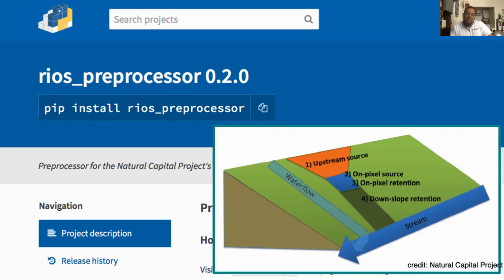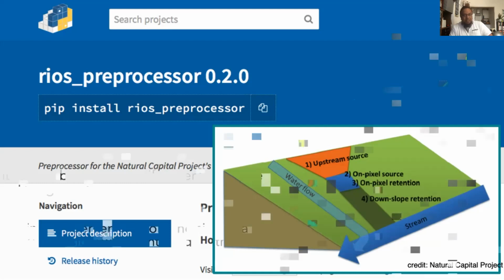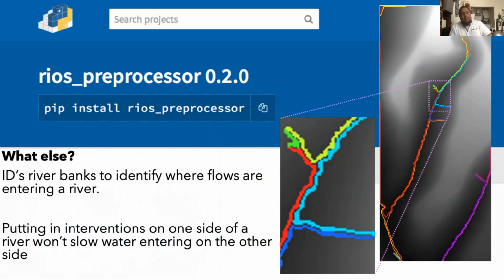What it basically does is calculate water flows over landscapes and determine how much a pixel is being loaded upon from all the flows upstream and what opportunities it has downstream before it reaches a river to lose or shed any flood load or pollutant load. A few other tricks which are in that library are just separately identifying riverbanks, so as you know where flows are entering the river. This is because if you put an intervention on one side of a river, it won't slow water going in on the other side of the river.